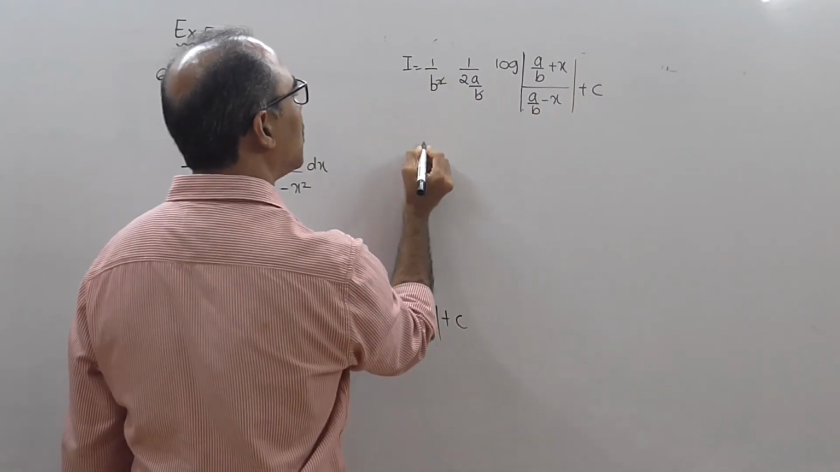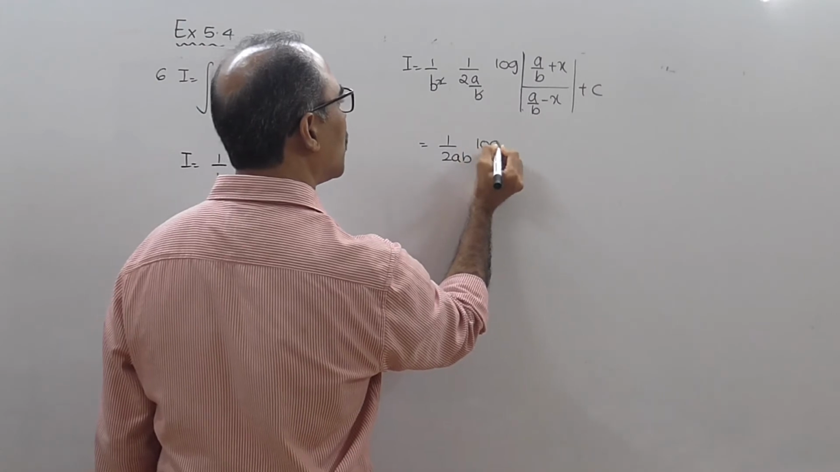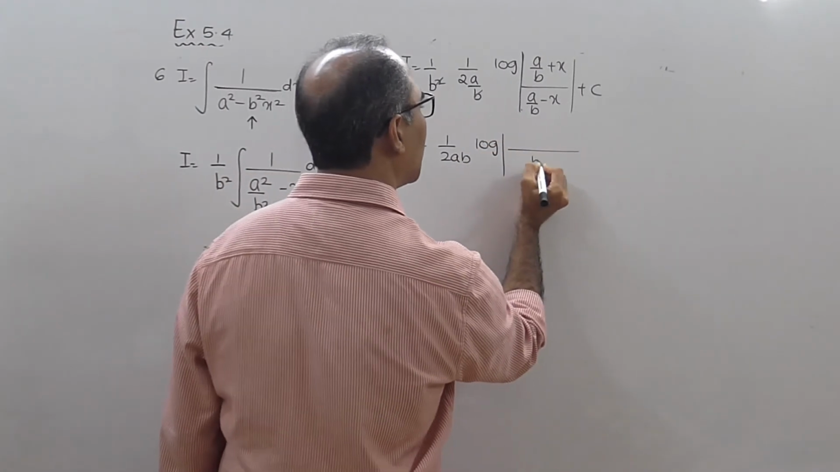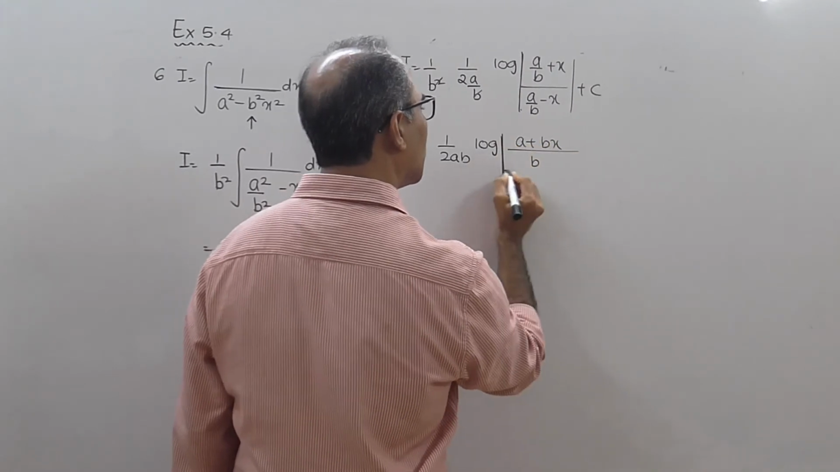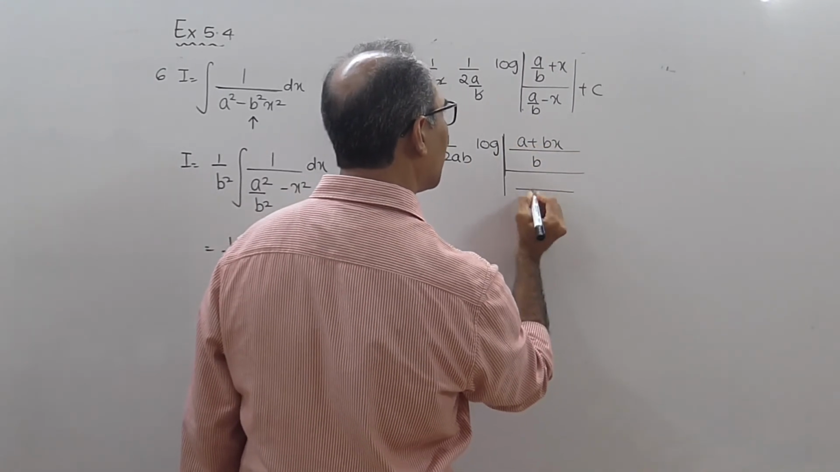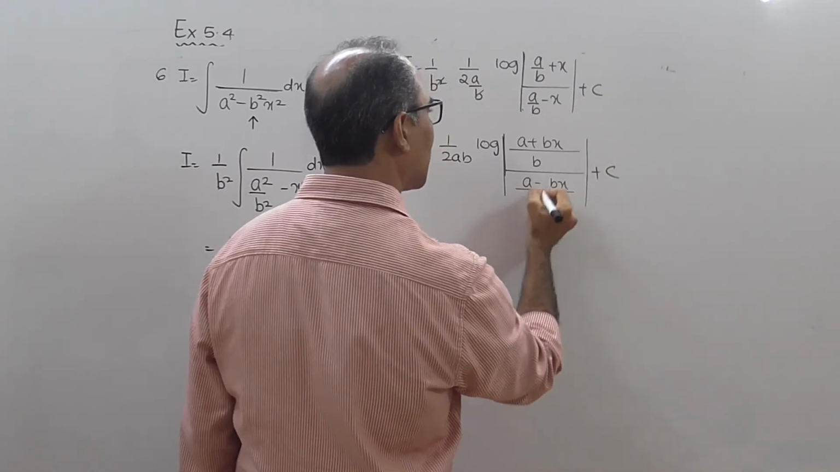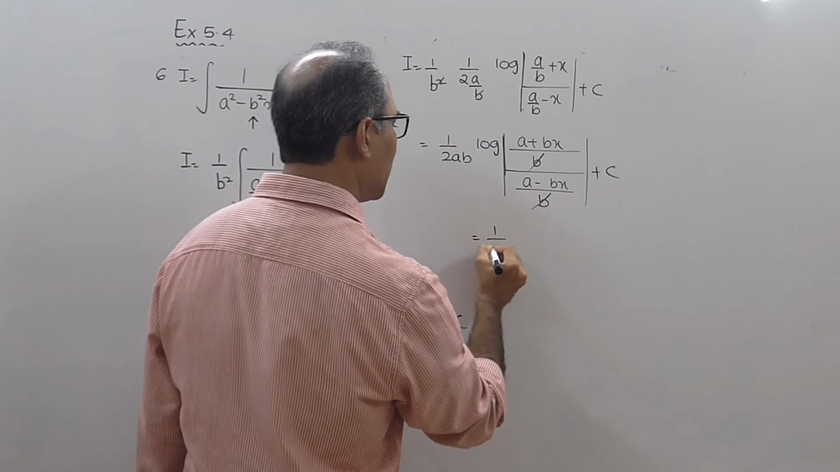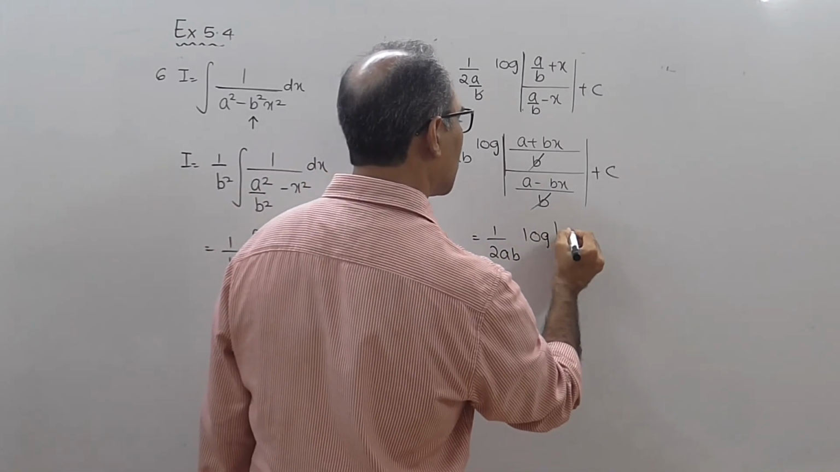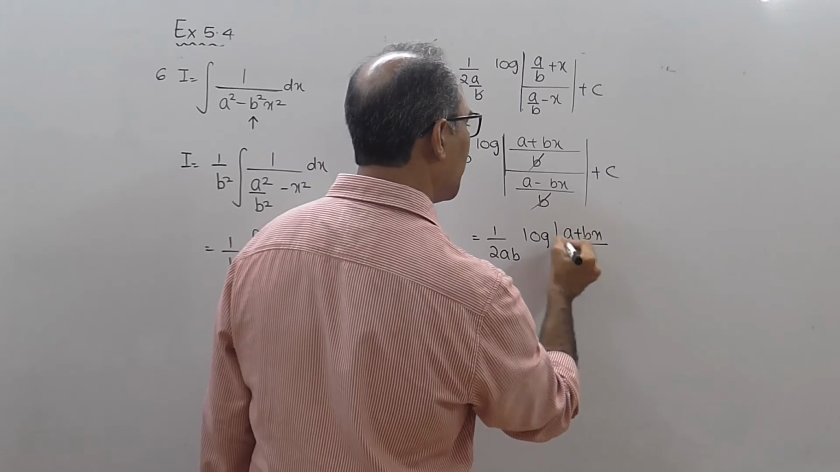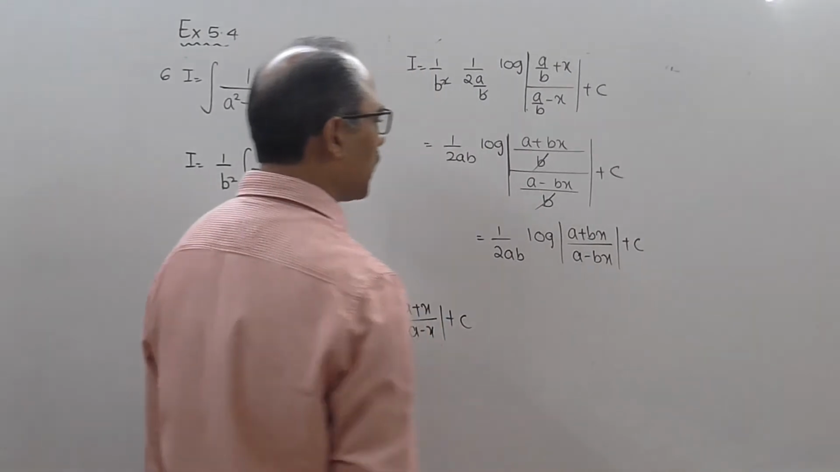I think we can cancel b and b. We get this as 1 upon 2ab log modulus. Take b as LCM. You get a plus bx. Take b as LCM again. You get a minus bx plus c, cancel b and b. Therefore, the answer will be 1 upon 2ab log modulus a plus bx upon a minus bx plus c.